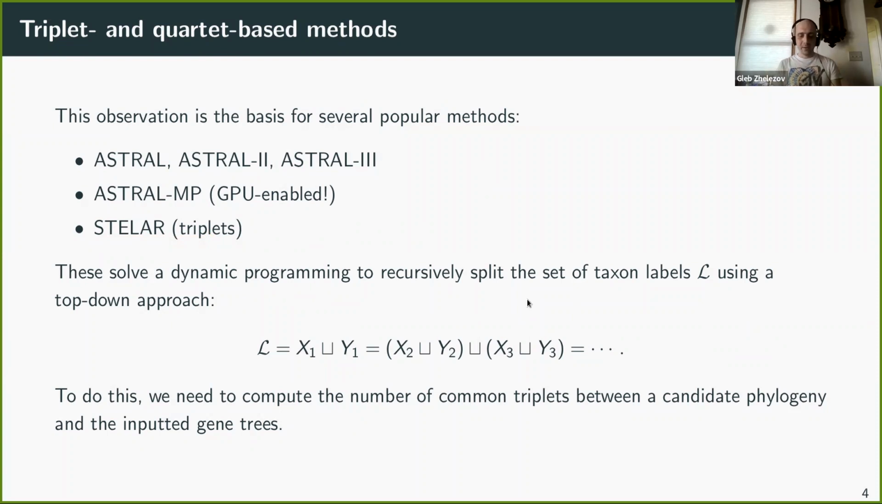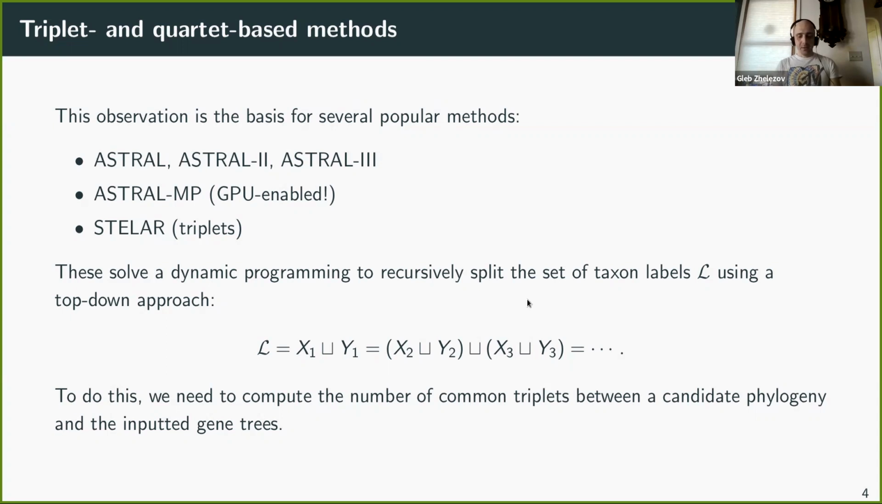The way that they all work basically reduces to the following question. You start off with a set of all your taxon labels, and then you split it up into a bipartition. So this is a disjoint union. And then each one of these you split up into another disjoint union, and so on and so forth until you have your tree fully resolved. And so implicitly throughout this whole talk, I'm going to be talking about just binary trees. So nothing missing or trifurcations or anything like that. So this is the broad idea.